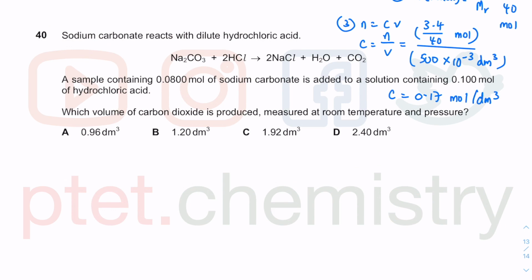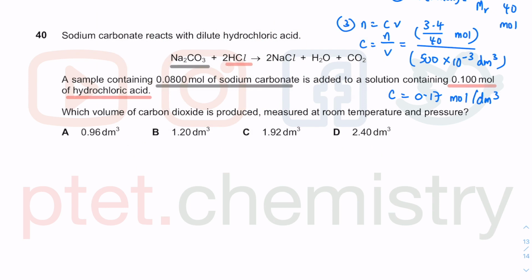Question 40, this is the last question in this 40 question MCQ section. So we have a metal carbonate reacting with acid, and they will give us carbon dioxide, water, and the salt. And we have 0.100 mole of hydrochloric acid. We have this much mole of sodium carbonate. You're given both the mole of carbonate, and you are also given the mole of the other reactant, which is the hydrochloric acid. Why in the world do they give you two information like this?